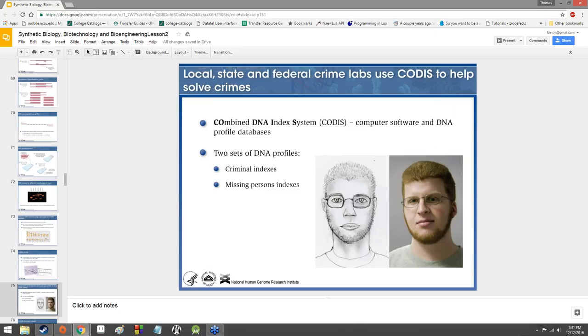Then there's the CODIS, which is the Combined DNA Index System. It's computer software that interfaces with DNA profile databases, which allows you to either match a DNA result with a criminal, or match a DNA result with a missing person, things like that.